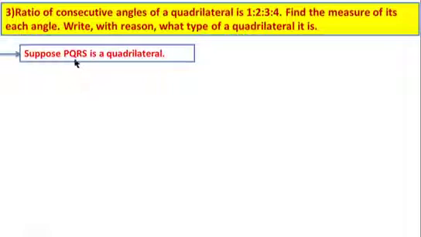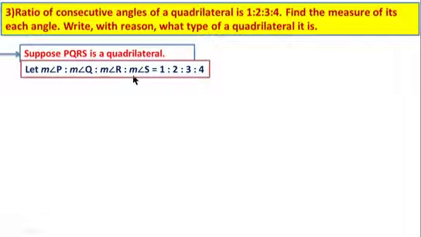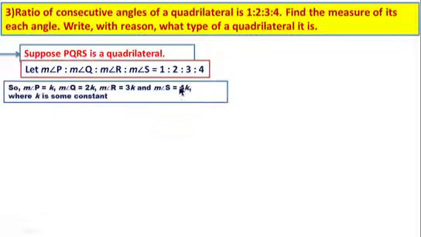Solution. Suppose PQRS is a quadrilateral. Let measure of angle P to measure of angle Q to measure of angle R to measure of angle S is equal to 1:2, 2:3 and 3:4. So measure of angle P is equal to K, measure of angle Q is equal to twice K, measure of angle R is equal to thrice K, and measure of angle S is equal to 4K, where K is some constant.